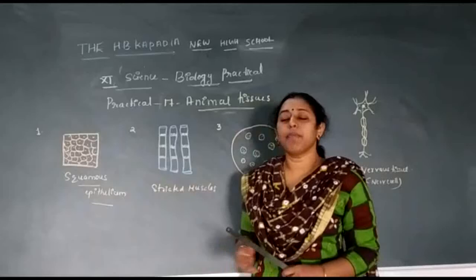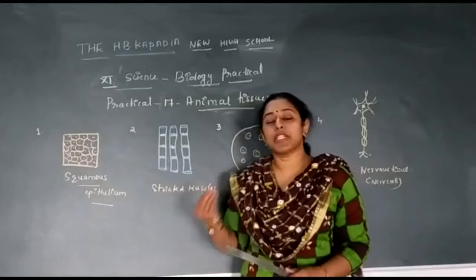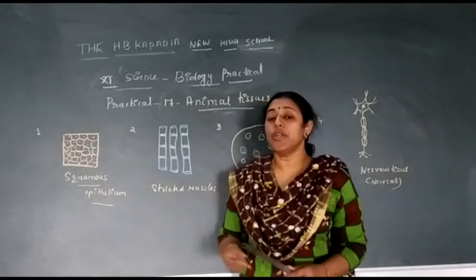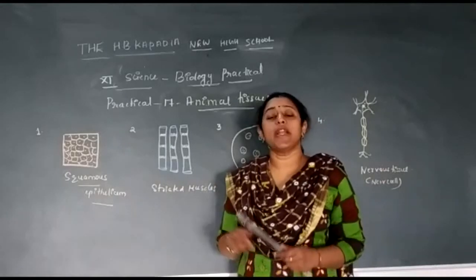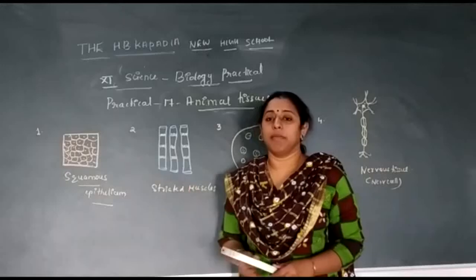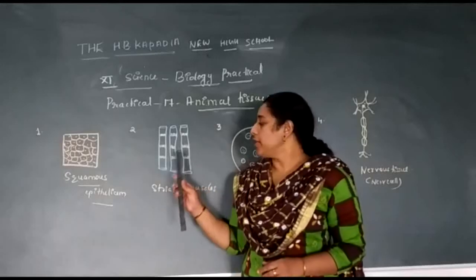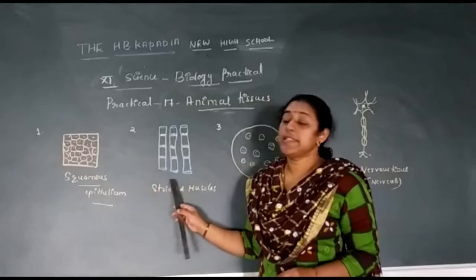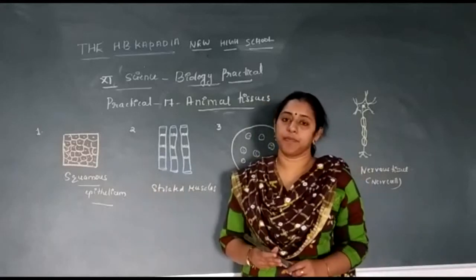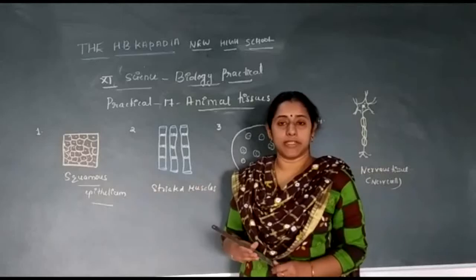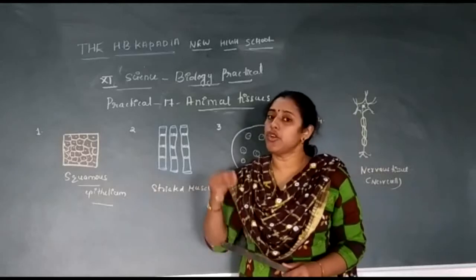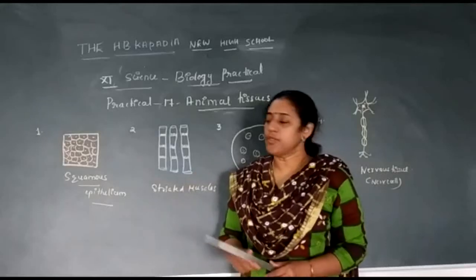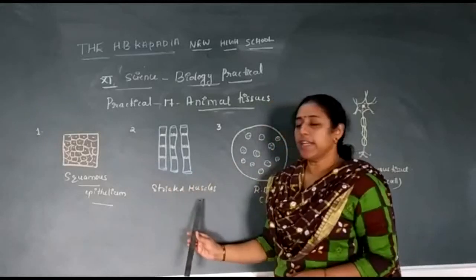Now, the second type of animal tissue is the muscular tissue. You know that muscles are actually responsible for the movement and locomotion in an animal. In muscular tissue, we will learn about one type, that is striated muscle. Why is it called striated muscle? Because it consists of alternate light and dark striations. So, the second one is striated muscle.